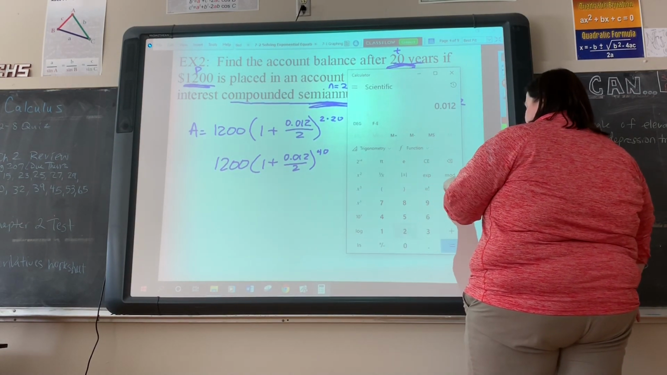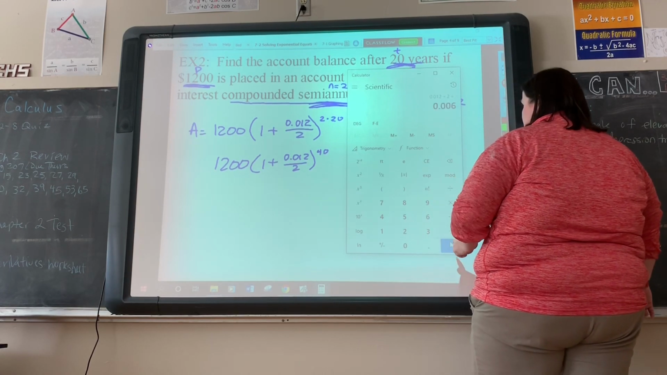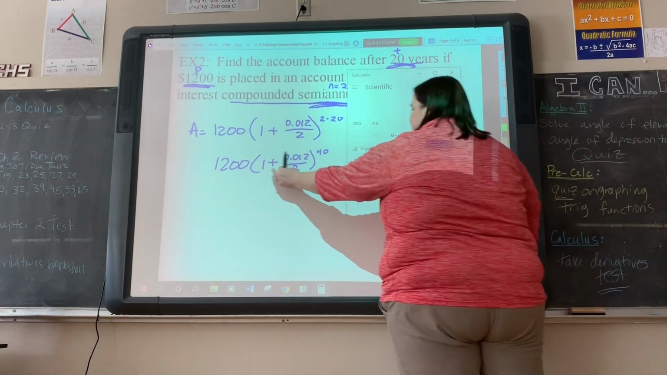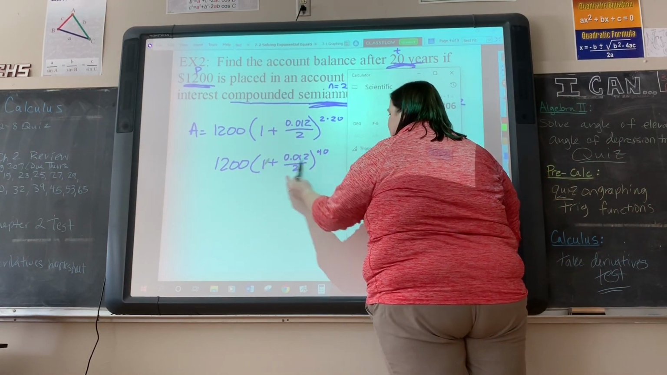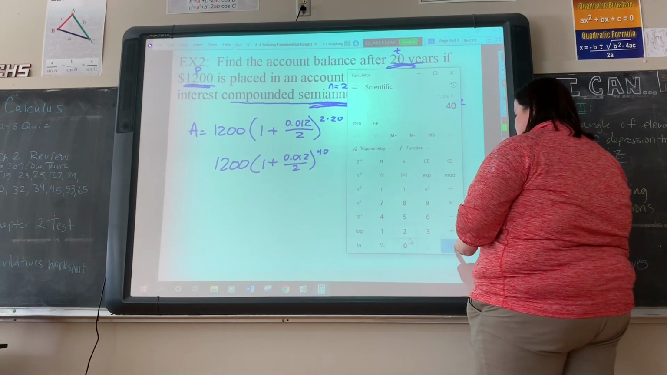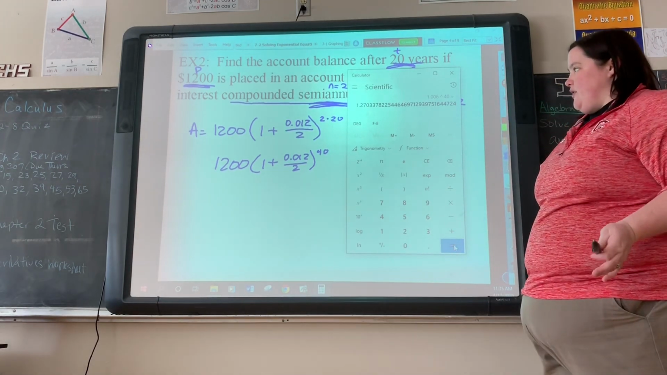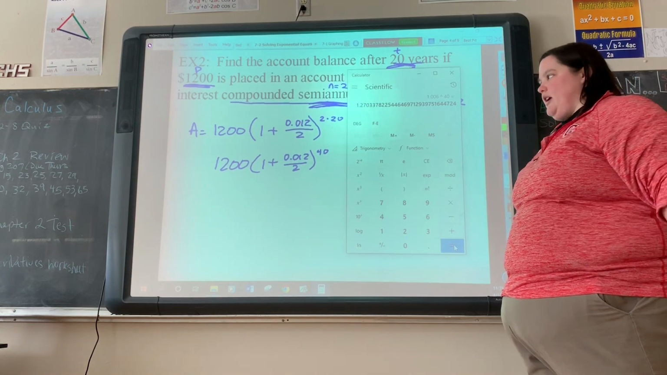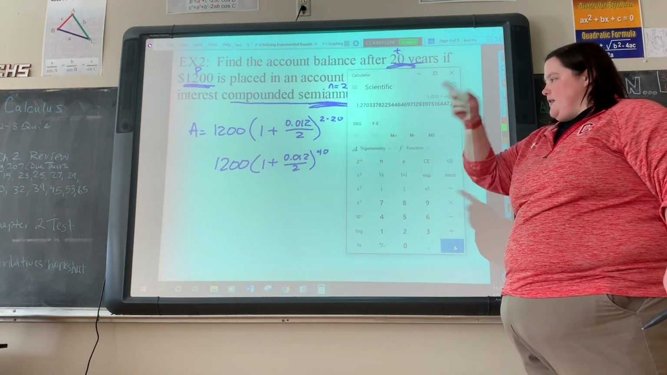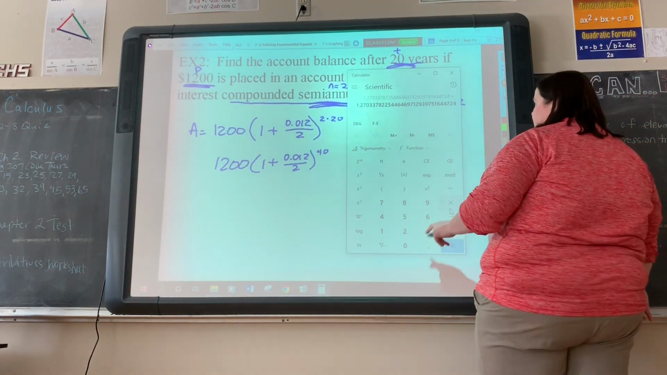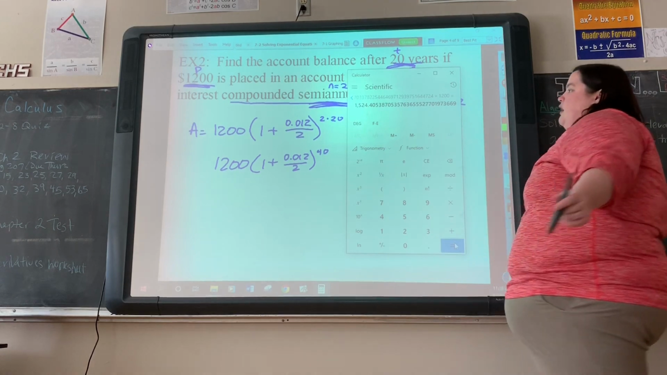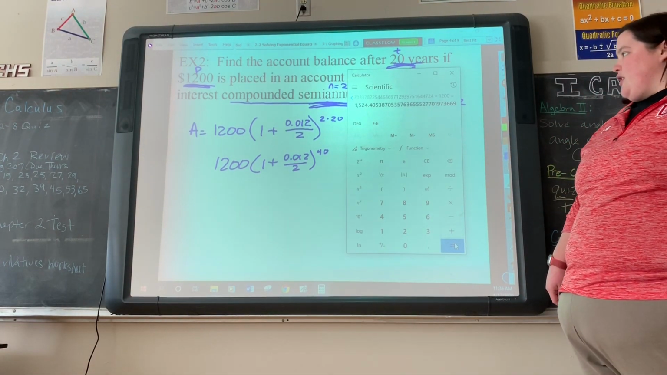So parentheses first. So we divide it first. 0.012 divided by 2. Add 1. So that gives us our parentheses. So we divided first, then we added 1. Next thing we're going to use the exponent of 40. So we got 1.27033, okay? So that gives us our growth rate for our compound interest. Then we take it times 1,200. So we get $1,524.41.